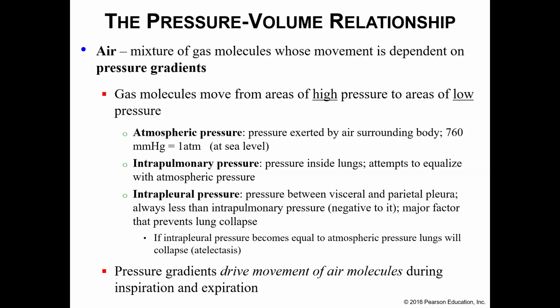This is always less than intrapulmonary pressure, or negative to it. That does not mean it is a negative value. It just means it is a lower number. This is a major factor that prevents your lungs from collapsing. If your intrapleural pressure becomes equal to atmospheric pressure, your lungs will collapse. We call that atelectasis. You know that's bad. You know your lungs don't work quite as well if they're all collapsed. So we're trying to avoid that.